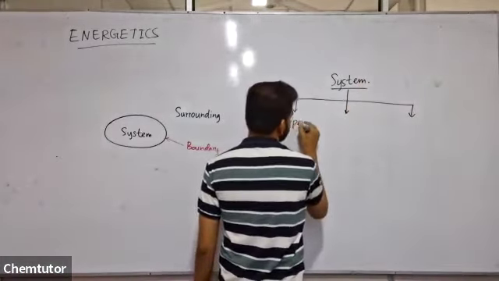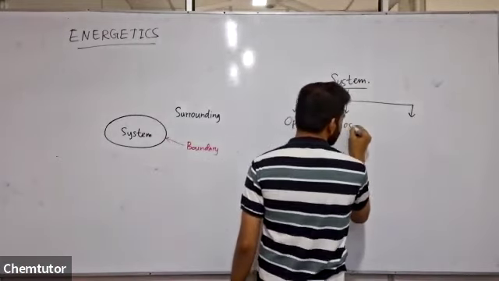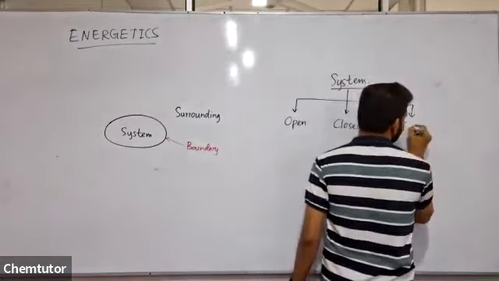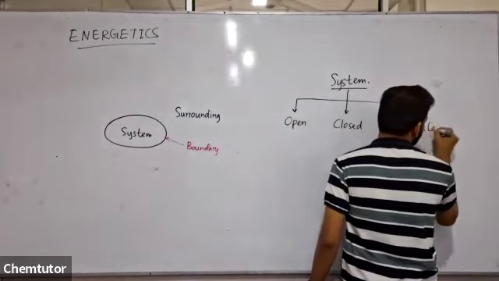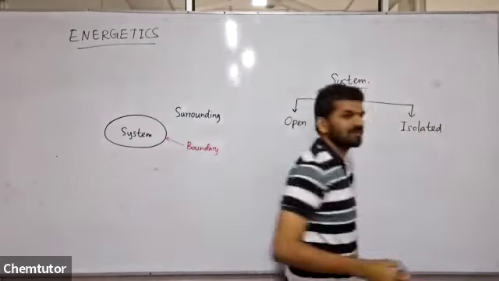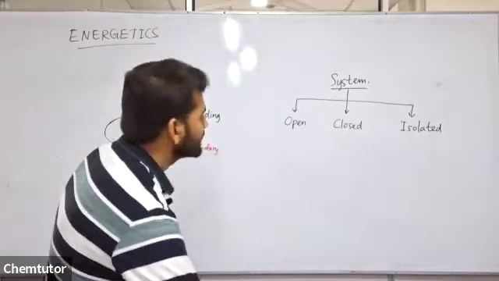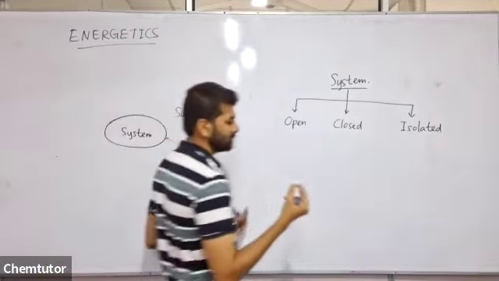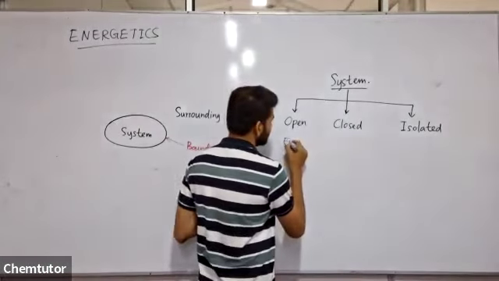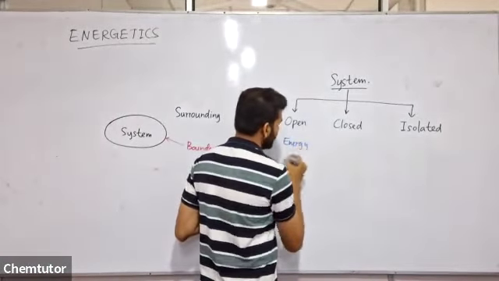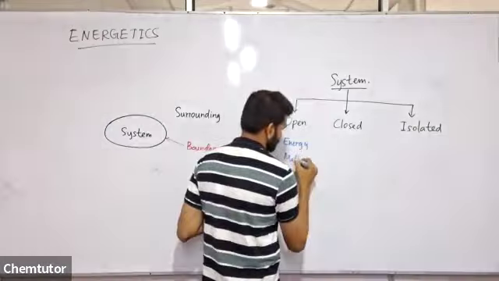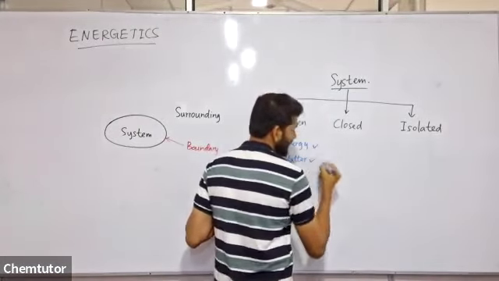Open system, closed system, and isolated. Those are the three types of systems. So in an open system, both energy and matter can be transferred. Energy as well as matter is transferred.